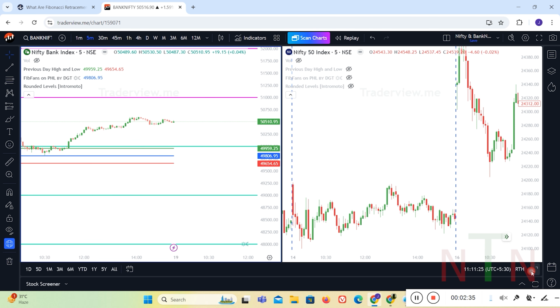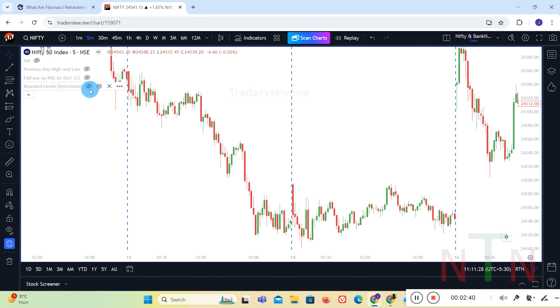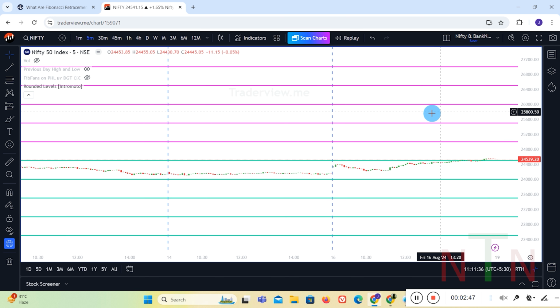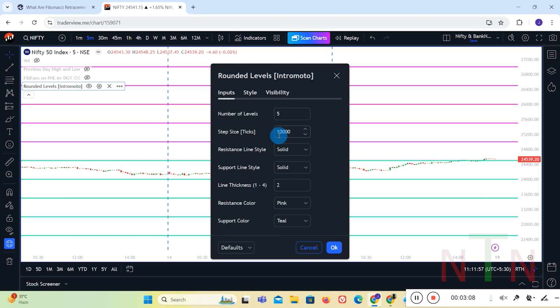Same way for Nifty also, you can see I'm just enabling those things, so they get automatically plotted. We also saw how to mark the day high and low manually, as well as there is an indicator for previous day. You can search in your platforms. Or else, if you're not getting those indicators, you have to manually plot it. It saves our time. So in Nifty, what is the setting I did? I did 10,000. So 10,000 means every 500 levels is getting automatically plotted.